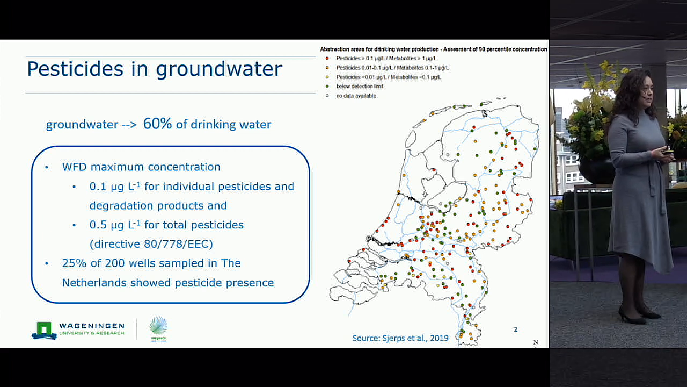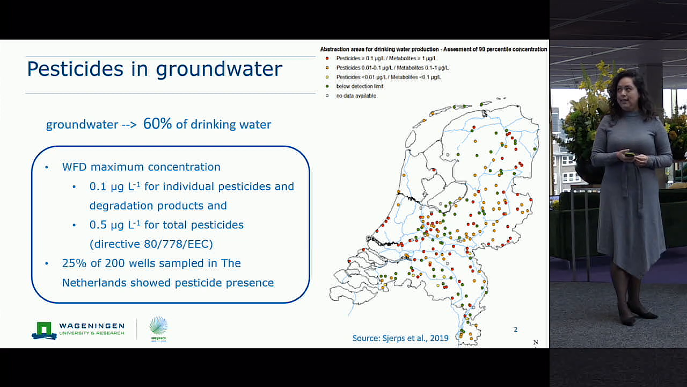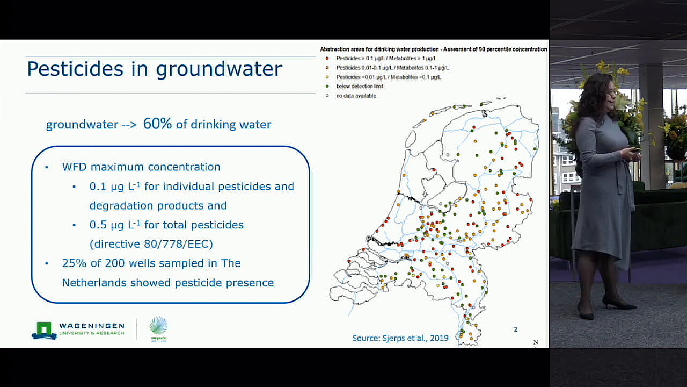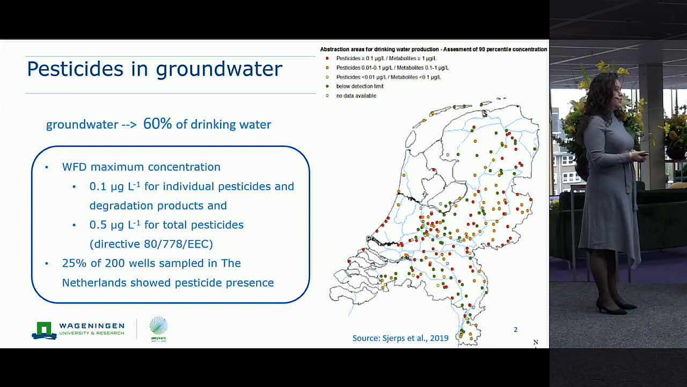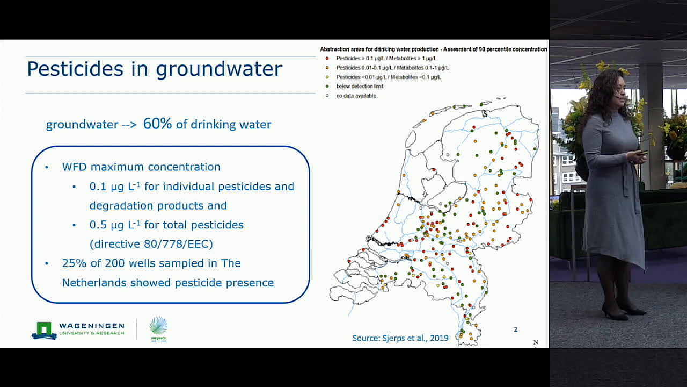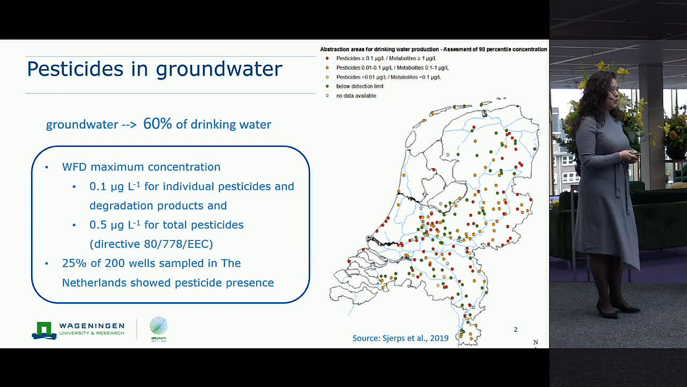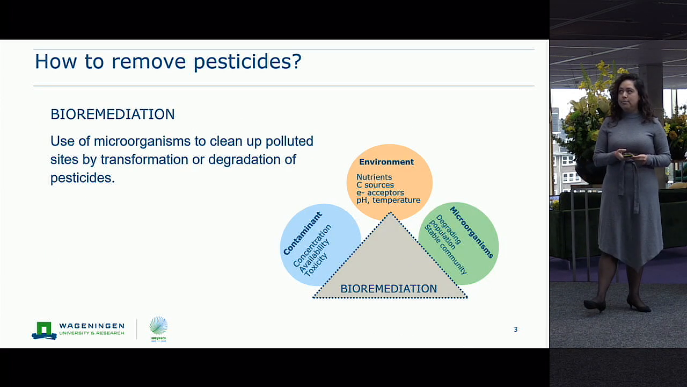So very briefly, because you already had a very nice introduction about the current situation in the Netherlands with the presence of pesticides, I just want to strengthen the fact that a lot of the groundwater present in the country is used for drinking water production, and unfortunately pesticide presence is threatening the groundwater quality and therefore drinking water production. So of course we as scientists want to come up with a solution to address this problem, and I think one of the solutions is bioremediation.